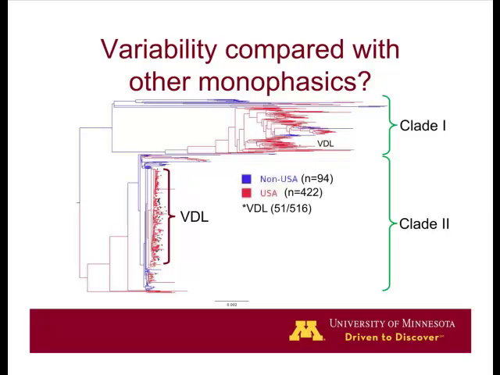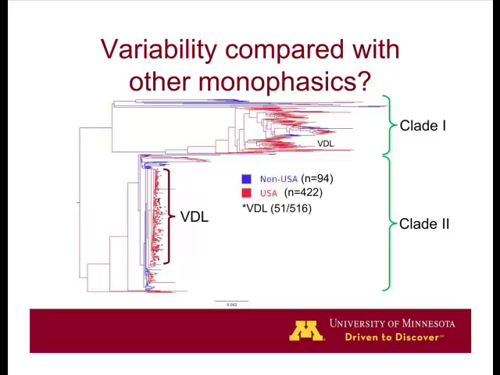And the blue would be the ones that are not coming from the USA, that are just 94. And we see, first of all, that we have two clearly separated clades. And both of them include strains that were recovered both in the US and elsewhere. So this is still preliminary information, but this topology seems to be fairly well supported by the analysis.